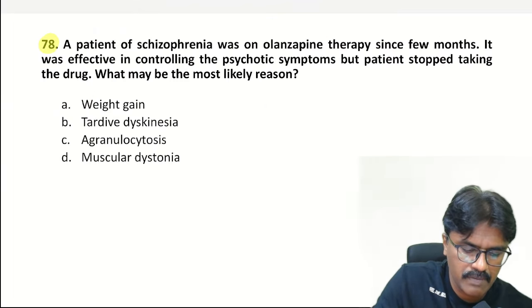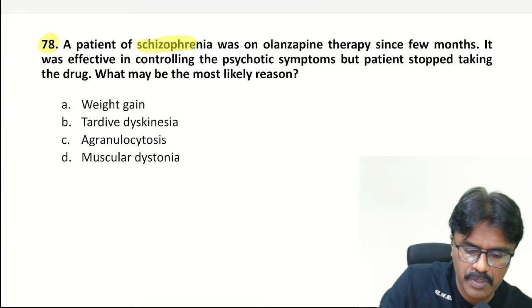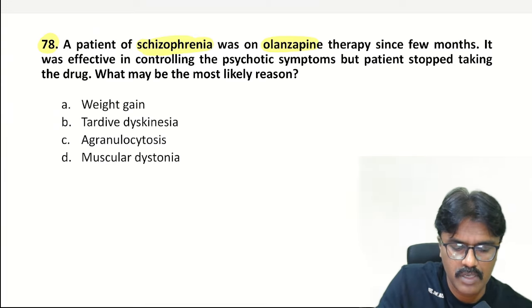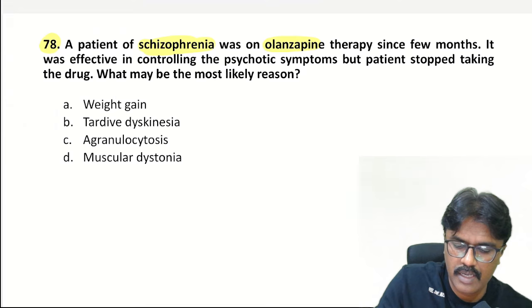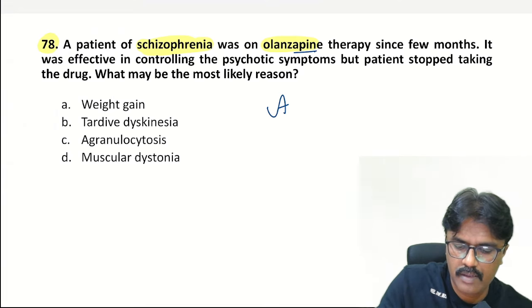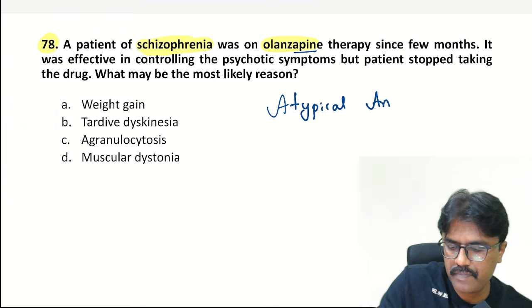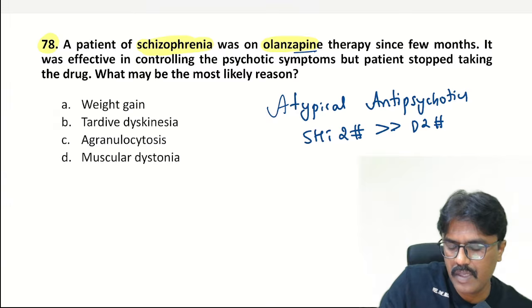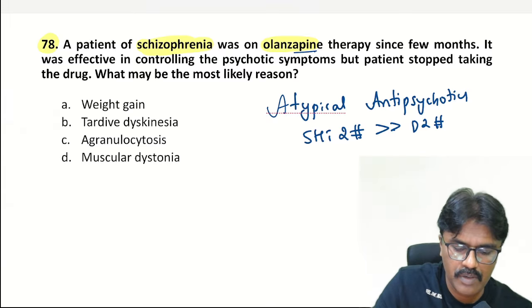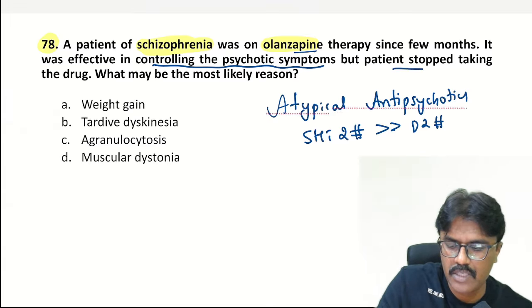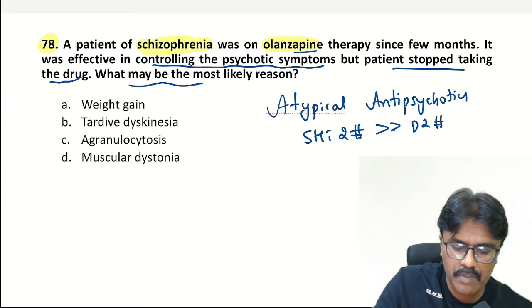Moving on to question number 78. A patient of schizophrenia was on olanzapine. What is olanzapine? Anything ending with apine, they are atypical antipsychotics, meaning they block 5-HT2 more than D2. For a few months it was effective in controlling the psychotic symptoms, but the patient stopped taking the drug. What may be the most likely reason?